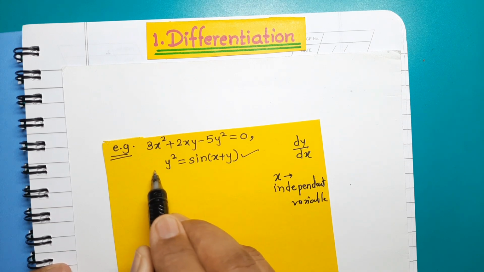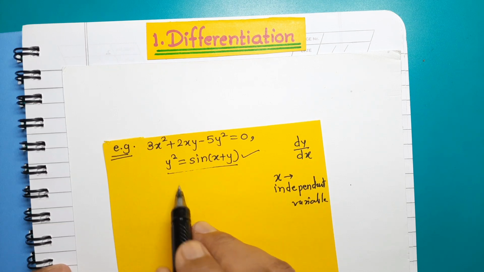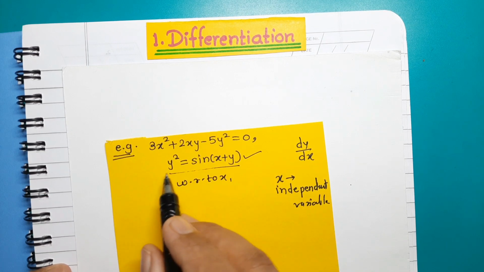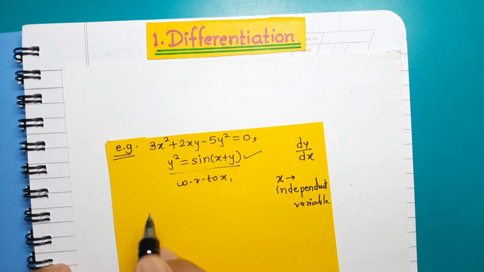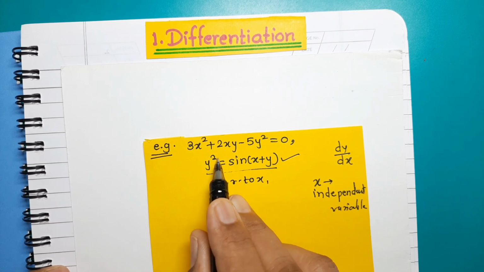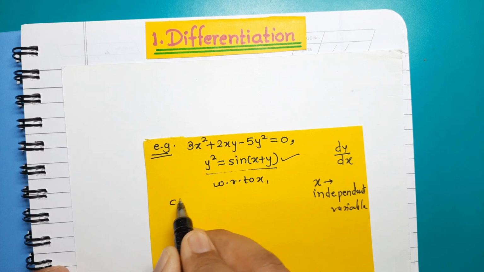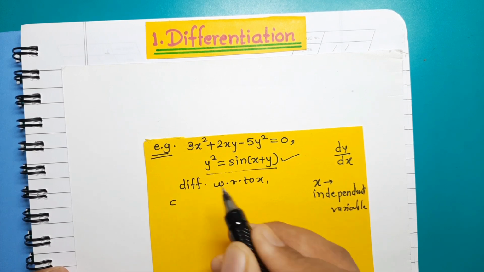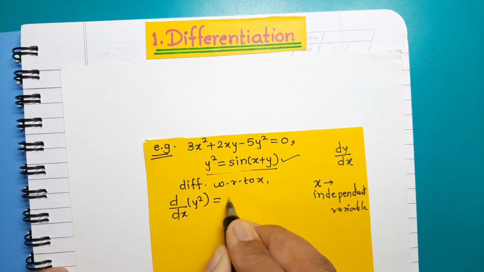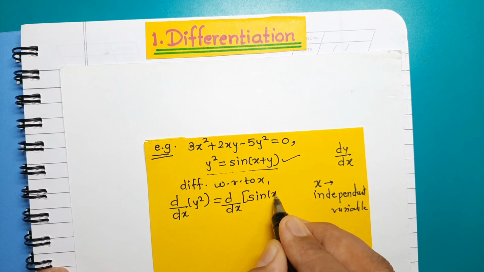At this step we are going to differentiate the function on both sides with respect to x. Note this, we are directly differentiating at this step. You observe that on the LHS the term is y square. So by differentiating with respect to x, we get d by dx of y square is equal to d by dx of sine of x plus y.